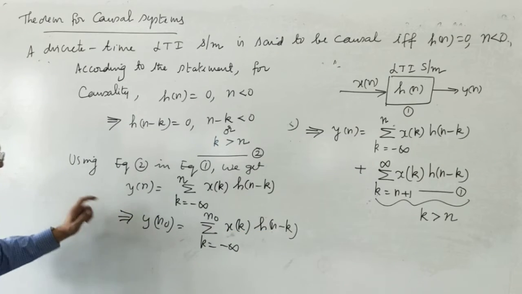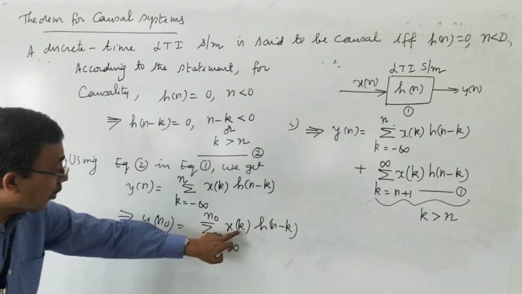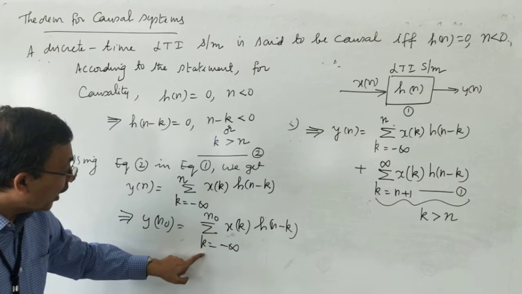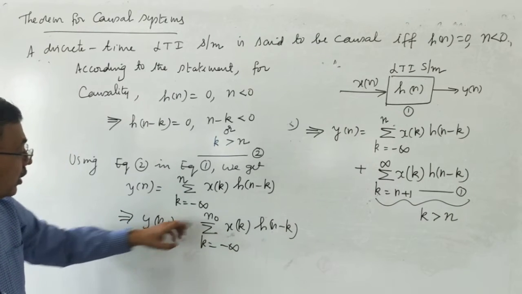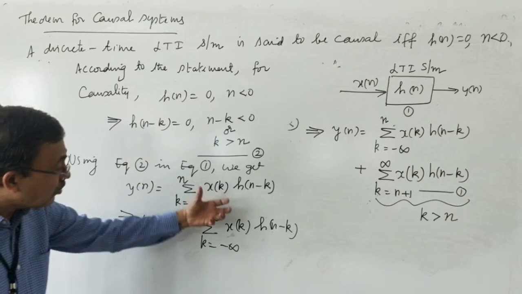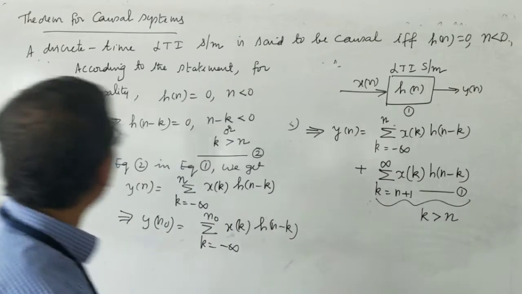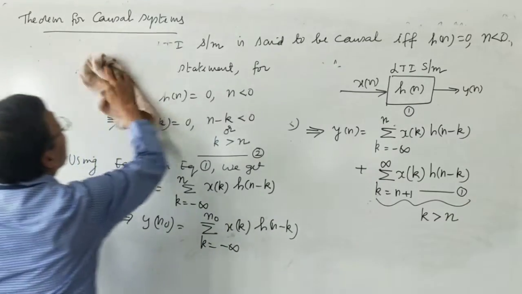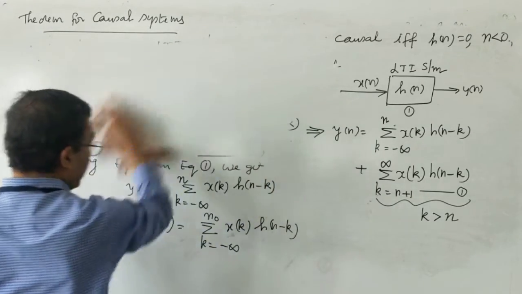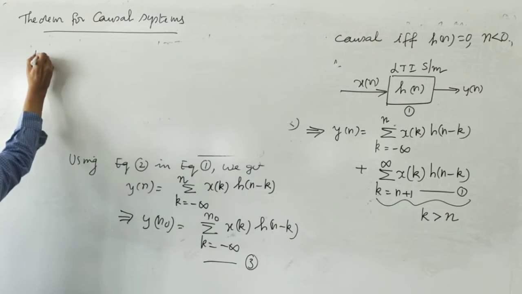What this equation means: output y of n at n equal to n naught is dependent on the values of the input x of k from k equals minus infinity to n naught. That means present output is dependent upon the present and past values of the input, hence the system is causal. I am going to write it down for you. This I call equation number 3.